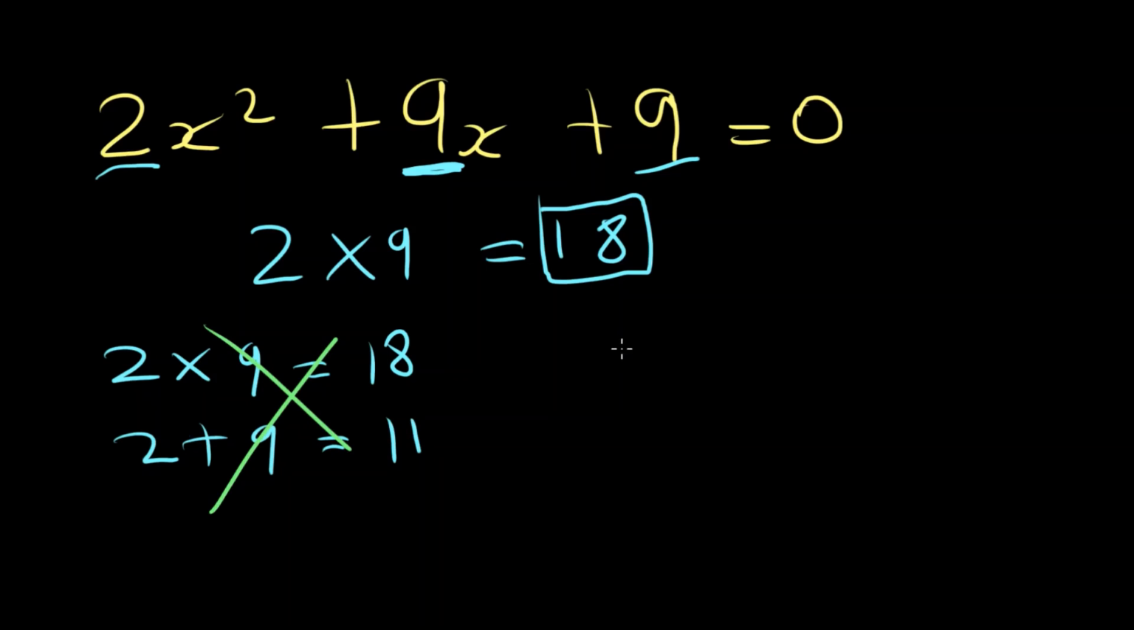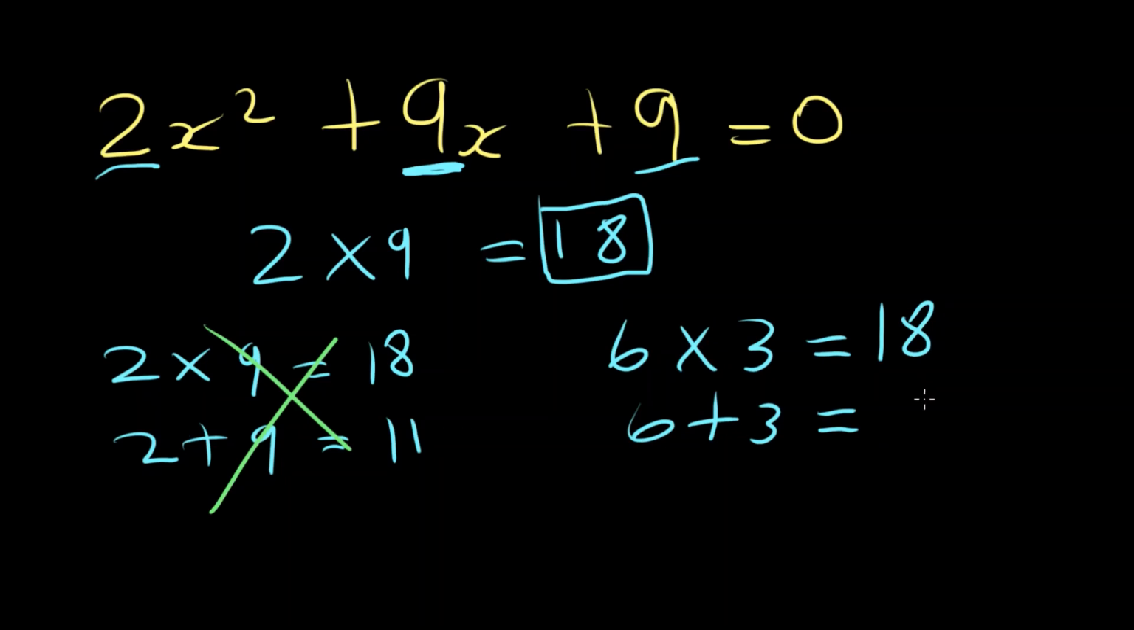How about 6 and 3? 6 times 3 equals 18. 6 plus 3 equals 9. Yes, that's right. Now, what do we do with this? So we know that the factors here are 6 and 3.